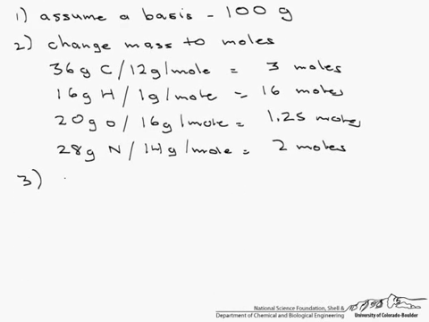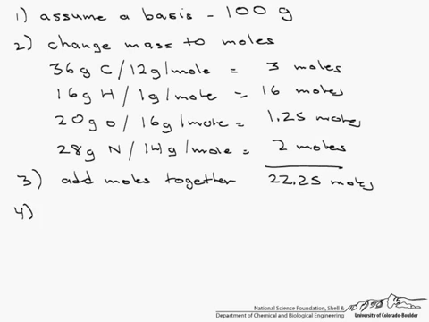Step 3 is to add the moles together. And if we do that, we realize that we have 22.25 moles. And step 4 is to find the mole fractions. If you remember the definition of mole fraction, it's the moles of carbon, for example, divided by total moles. So we're going to do that for each one.